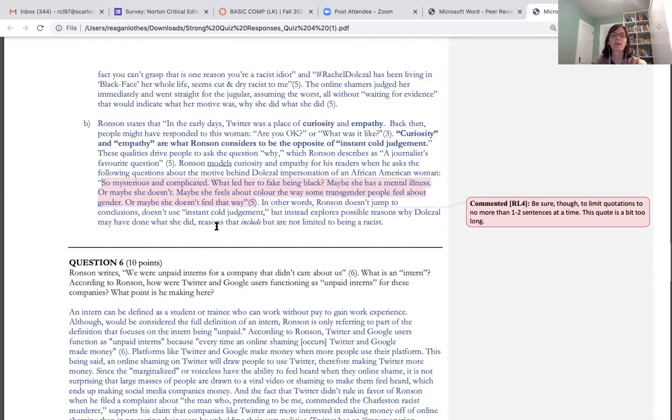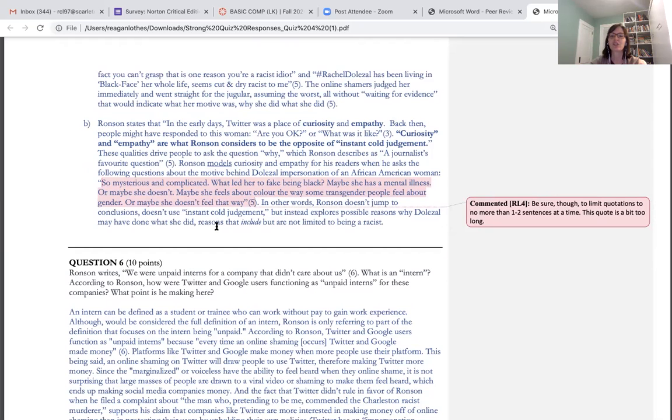So B, Ronson states that in the early days, Twitter was a place of curiosity and empathy. Back then, people might have responded to this woman, "Are you okay?" or "What was it like?" Curiosity and empathy are what Ronson considers to be the opposite of instant cold judgment. Okay, and so I've bolded that because that's our direct answer to the question that was posed in part B.